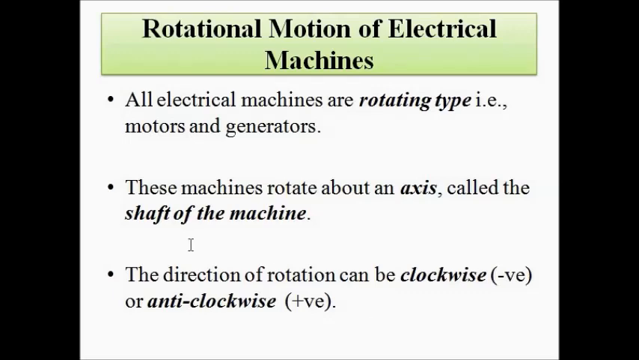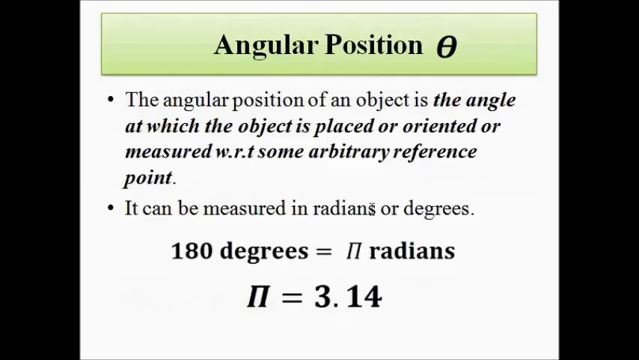Here there are some basic terms and notations that are generally used to represent this rotating angular motion. The first term is the angular position of the rotating component. It is generally represented by the symbol theta. So what is this angular position? The basic definition is that for any object, the angular position is the angle at which that component or object is placed, measured with respect to some reference axis or some reference point.